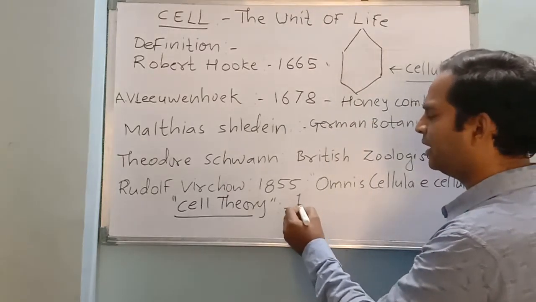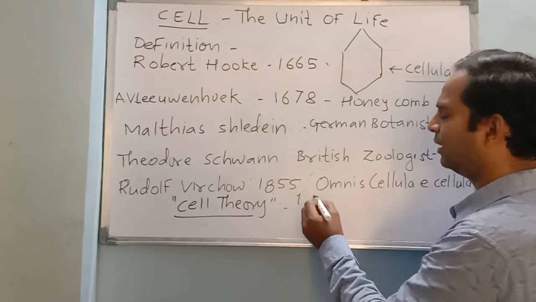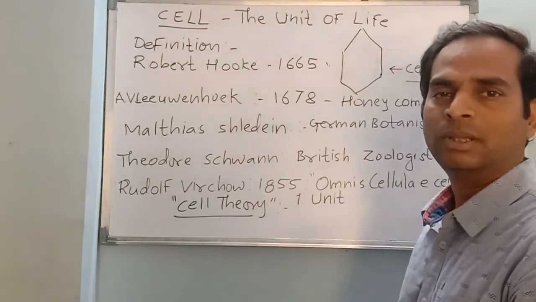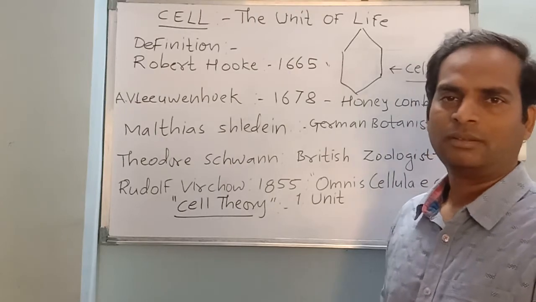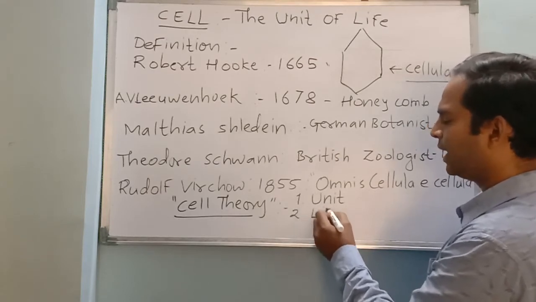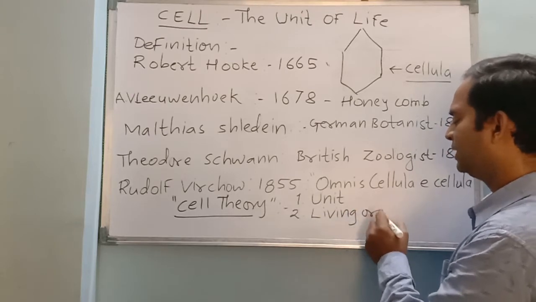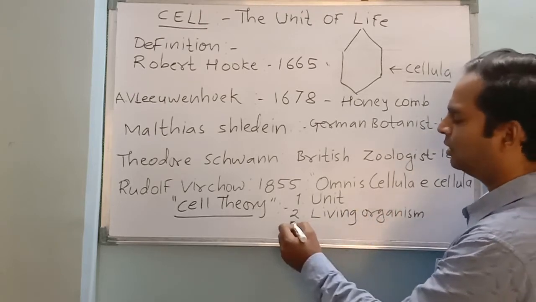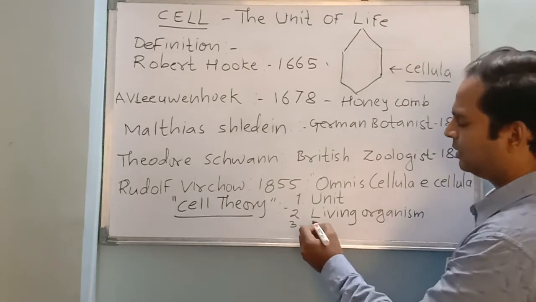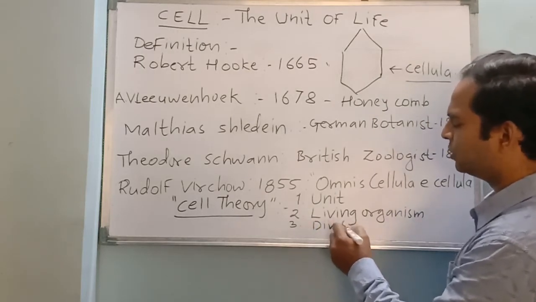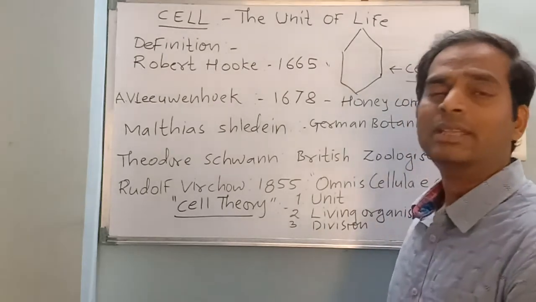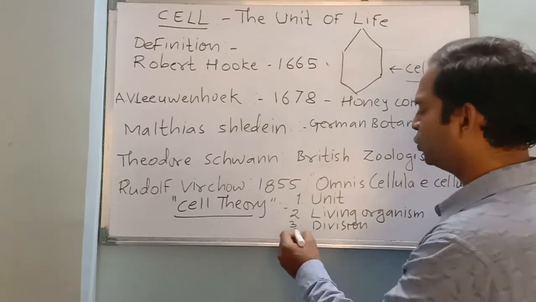The first conclusion of the cell theory was what we studied in the definition of the cell. The cell is the structural and functional unit of an organism. Every living organism is made up of cells. That was the second conclusion or hypothesis. Then the third hypothesis was that cells are capable of division, and this division we can refer to as reproduction. So cells can multiply, cells can reproduce, cells can divide. That was the postulate given by these two people.